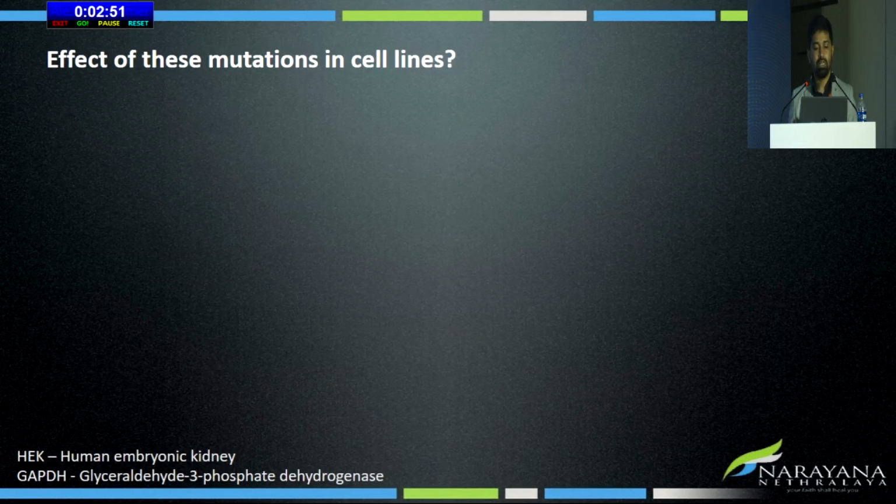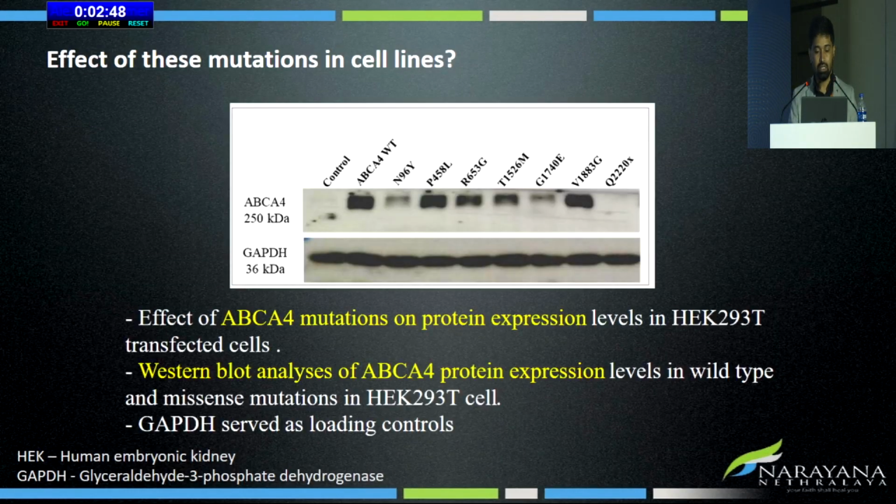We wanted to study the effect of these mutations in cell lines. We did the same by studying the protein expression of the ABCA4 gene using the Western blot technique. To simplify things for the clinician, the darker the band, the better is the protein production, like this V mutation.